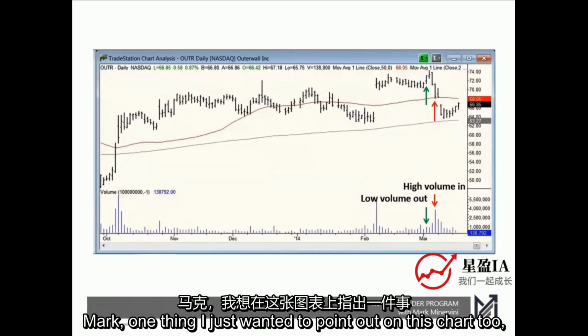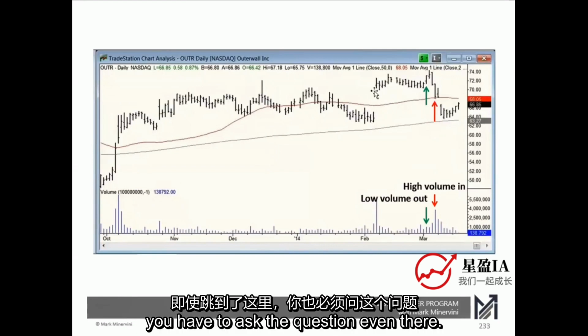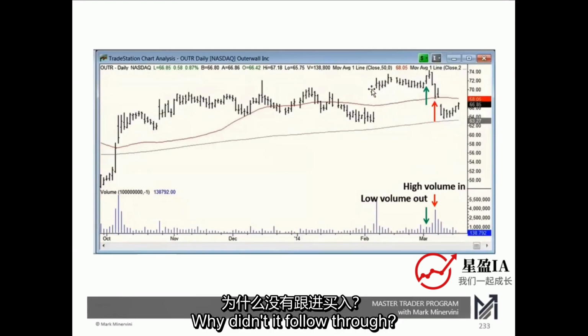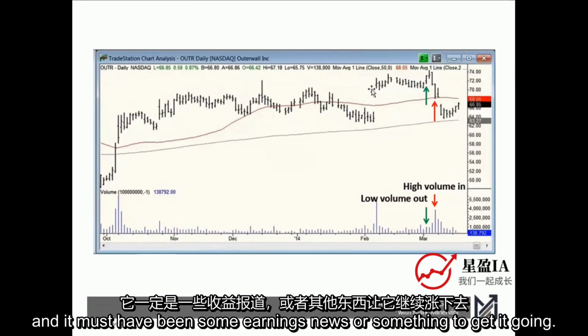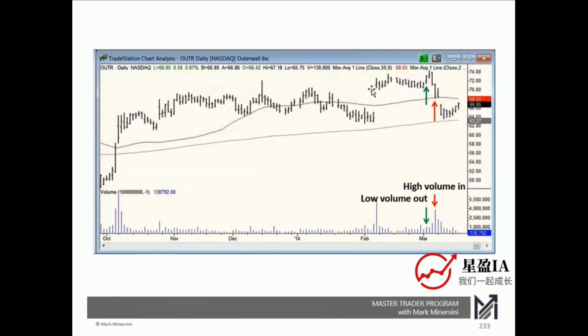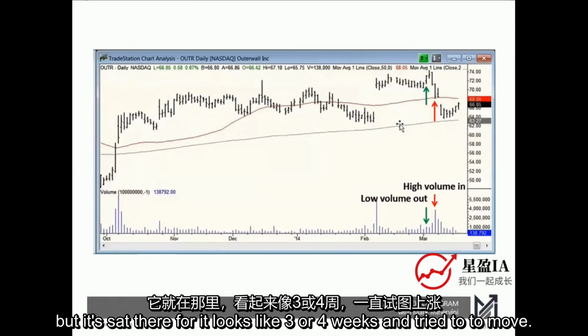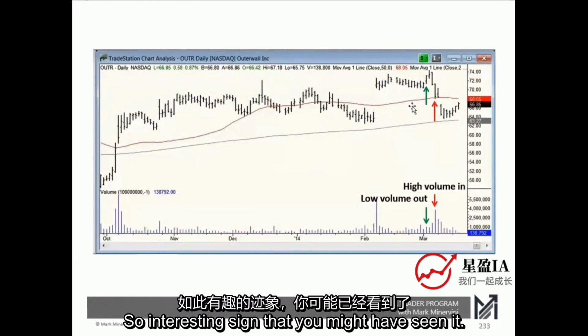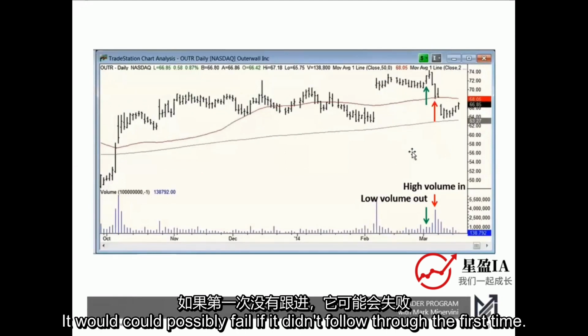Yeah, Mark, one thing I just wanted to point out on this chart too is when that stock gapped from 64 to 72, you have to ask the question, even there, why didn't it follow through? Because if it's such a great stock and it must have been some earnings news or something to get it going, why didn't it keep continuing or even after 3 or 4 days take off and go? But it sat there for, it looks like, 3 or 4 weeks and tried to move. So an interesting sign that you might have seen could possibly fail if it didn't follow through the first time.